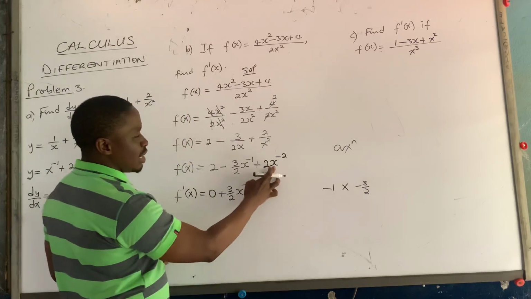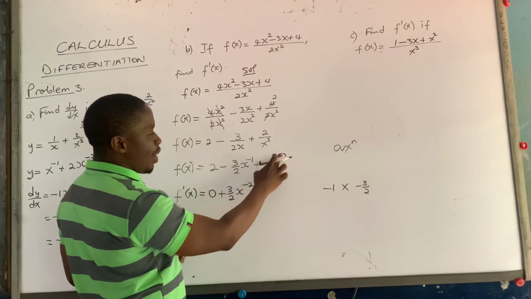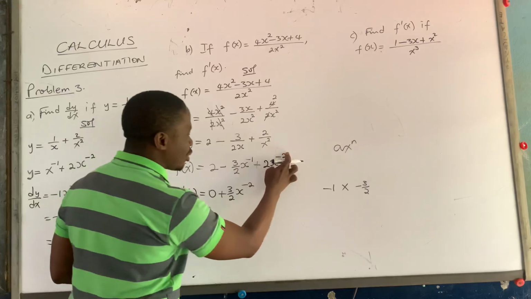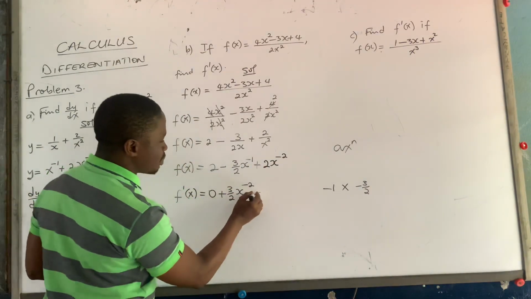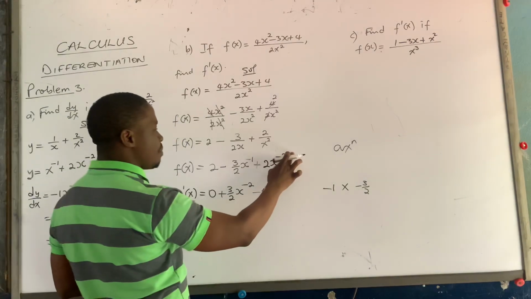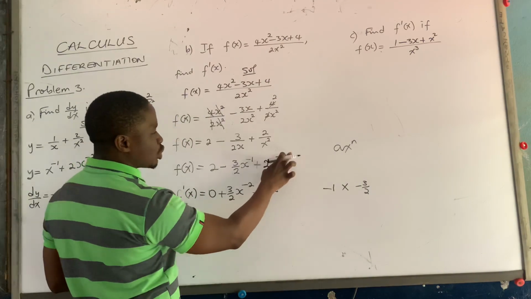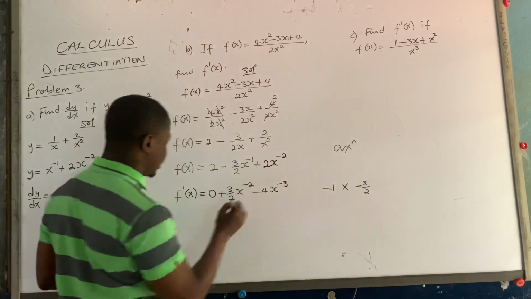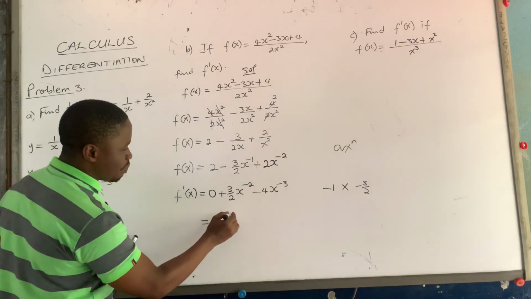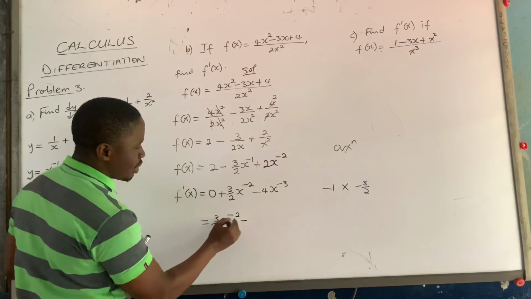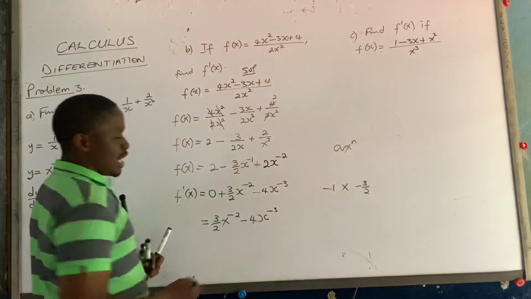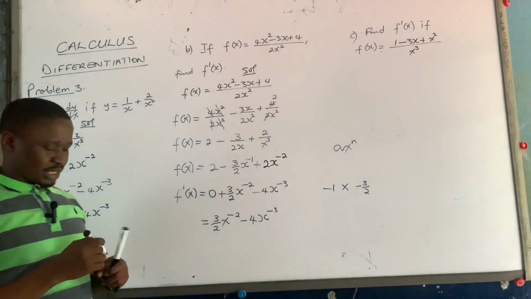So again, the variable is x, the power is minus 2, the coefficient is plus 2. So minus 2 times plus 2 is minus 4. We have the variable, then we must say minus 1 again. Minus 2 minus 1 is minus 3. So this is 3 over 2 x to the power of minus 2 minus 4 x to the power of minus 3. This is the result we get.